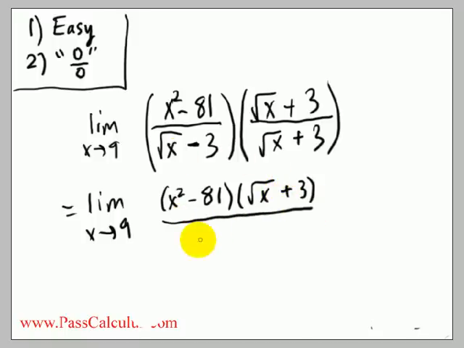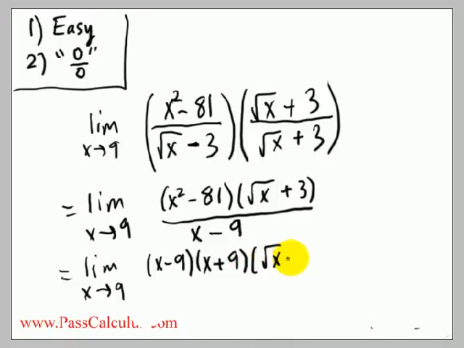Root x times root x is x. On the outer terms, we get positive 3 root x. On the inner terms, we get minus 3 root x. Those cancel, so I don't have to write it. Minus 3 times positive 3 is minus 9. Now you say, oh, I don't get any canceling. Well, this guy here can be factored, right? So let's factor him, and then we will get some canceling. So x squared minus 81 is x minus 9 times x plus 9.